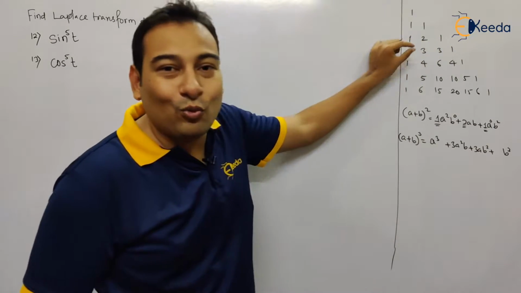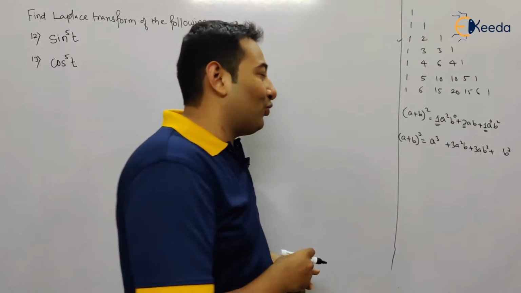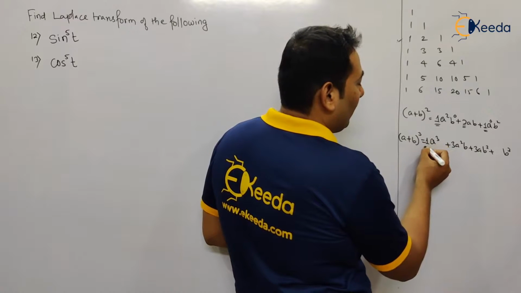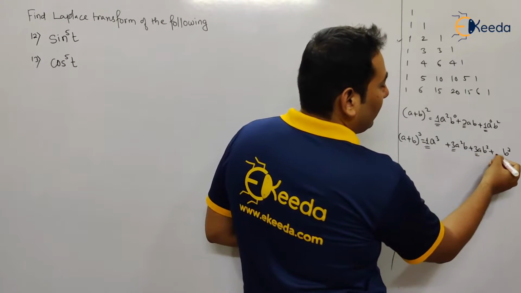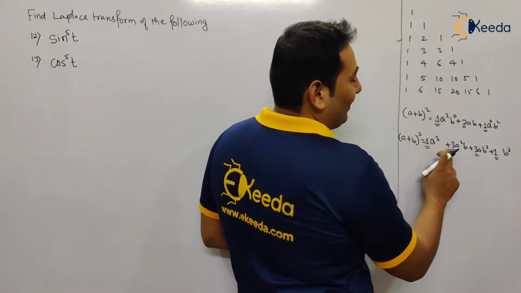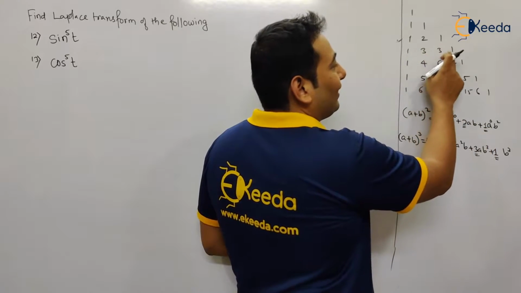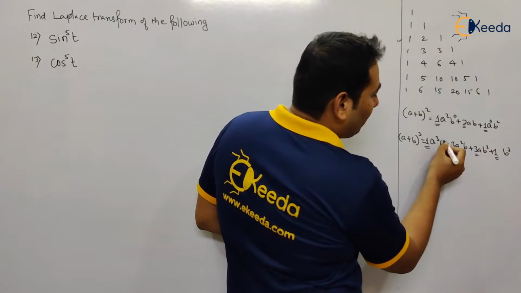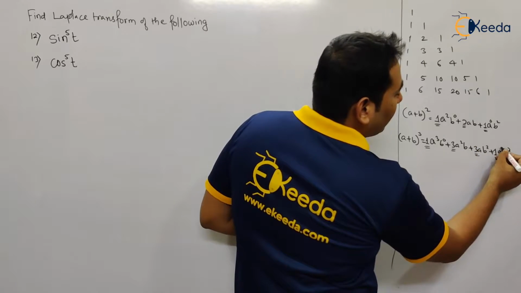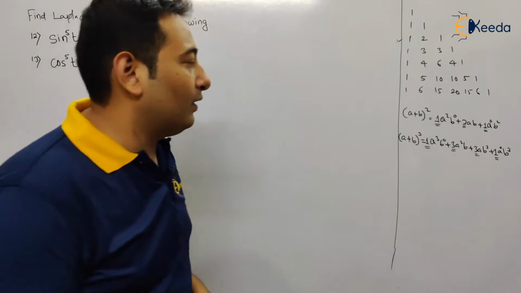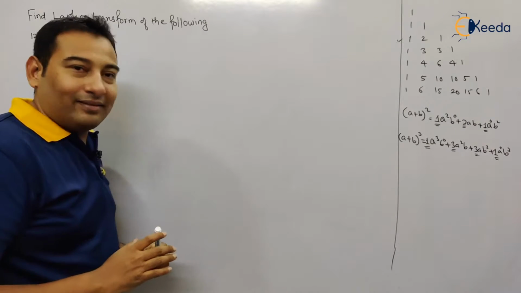Now see this line. This line will give you the coefficients of a plus b the whole cube. How? See here, we have 1, we have 3, 3, and here we have 1. 1, 3, 3, 1. And here it will be b raised to 0, and here a raised to 0. Are you getting the pattern?